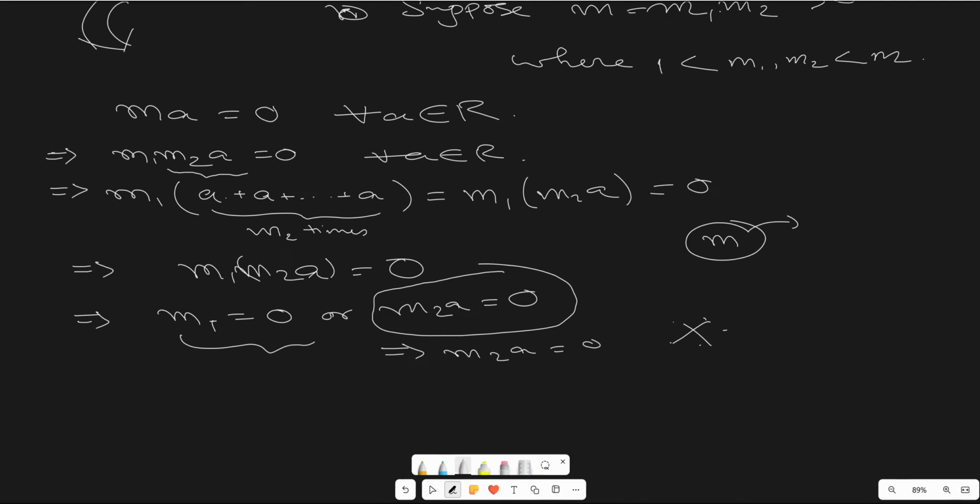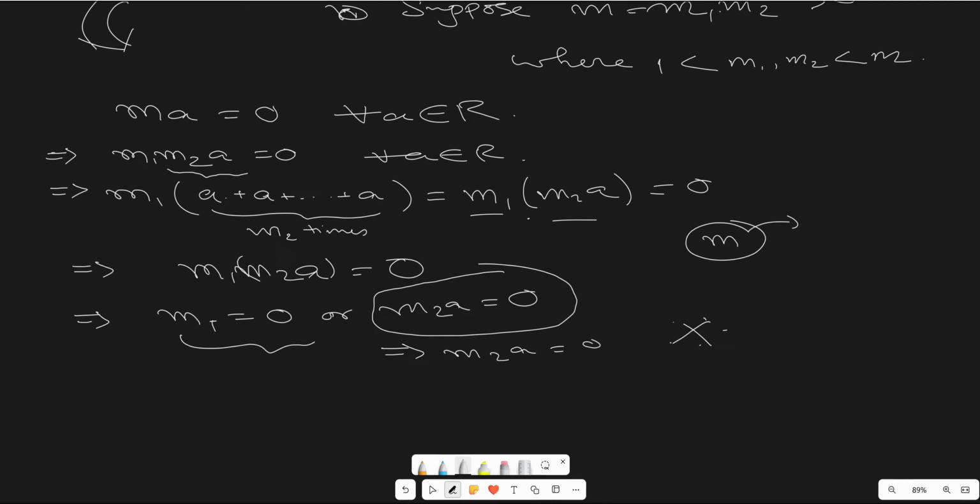So this is a contradiction to the fact that m is the characteristic of the ring. So that's why m has to be a prime number. There is no other choice in our hand other than that. Otherwise, if it is not prime, it is a composite number, so you can write it in the format m1 m2. Suppose, are you getting the proof? m1 m2 a is 0, that means one of them has to be 0. How can I say that? Because we are in an integral domain, right? So there is no zero divisor.